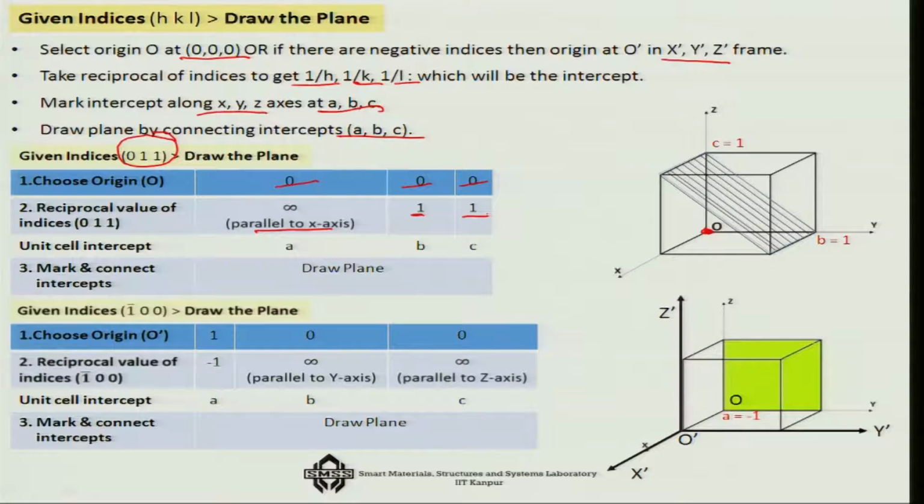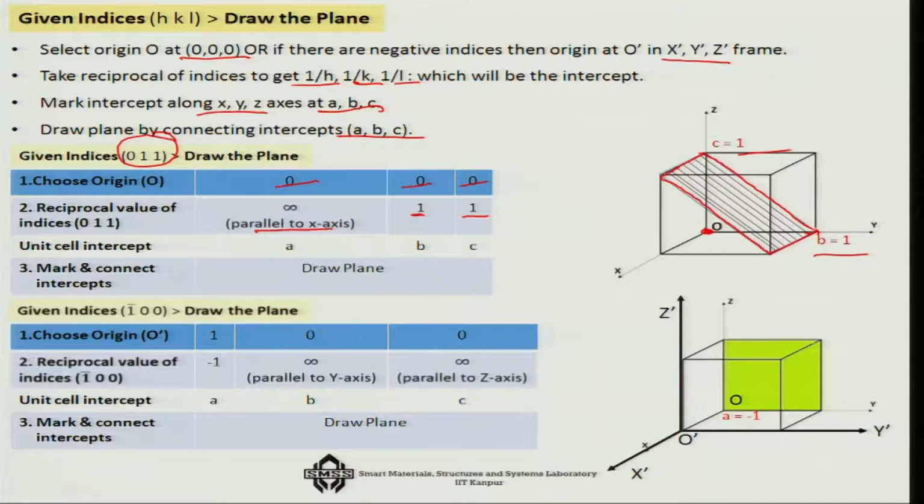Now let us find the unit cell intercepts, and then you can draw the planes. Essentially each one of them will be lines parallel to the x axis. You can see that they are not actually touching the x axis, so they are not intersecting with the x axis. And you already know that the intercepts are 1 and 1. So, for 0 1 1, you can easily draw the family of lines, and you can easily get the plane that we are talking about, which is nothing but 0 1 1.